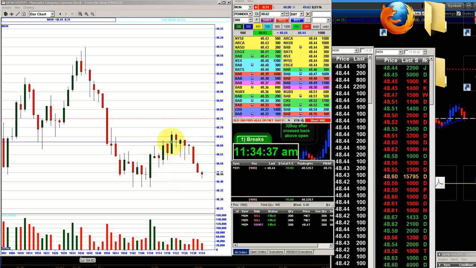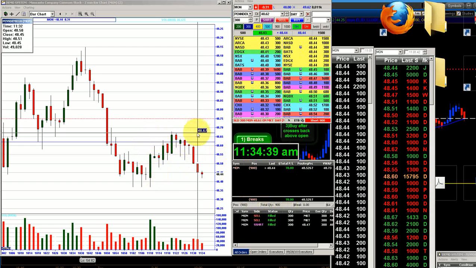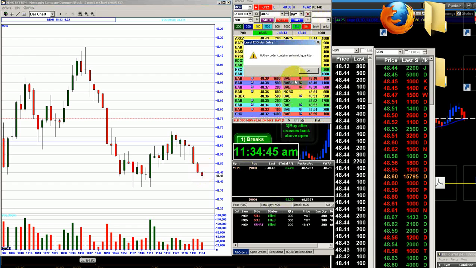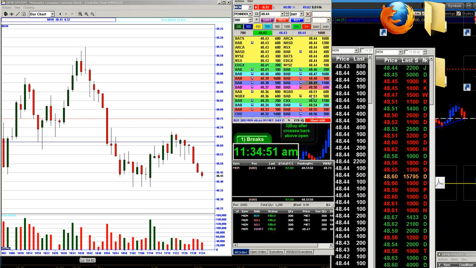I was shorting. I had a level at 48.62. I'm thinking about covering 300 right here. I'm sorry, I'm going to cover 300 right now. Alright, so now I'm still short 600 shares.